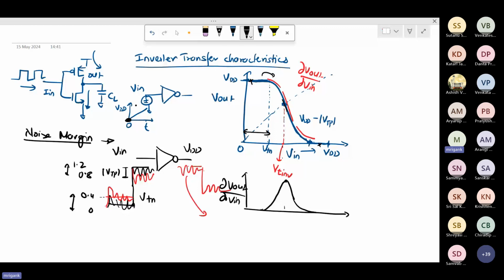So the other part that you might have seen is the trip point. So we discussed that the trip point, we are assuming that, okay, it should be ideally close to VDD by 2. But what happens qualitatively to the trip point when we change the sizes? So let us see.